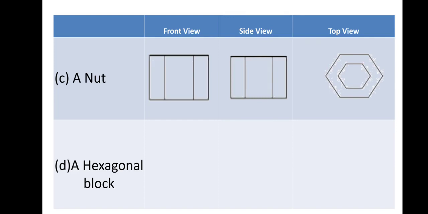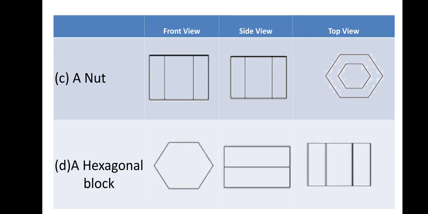Then we have the hexagonal block. For this, the front view will be this hexagon, the side view will be these two faces, and the top view will be all these three faces. So I hope you have understood the front views, side views and top views of these four parts, and the concept of mapping space around us. I think that will also be clear to you. I hope you will be able to do all the questions based on these concepts. Thank you so much.